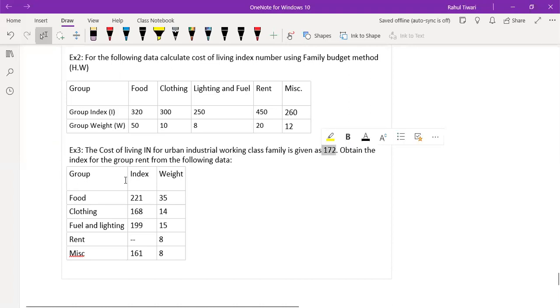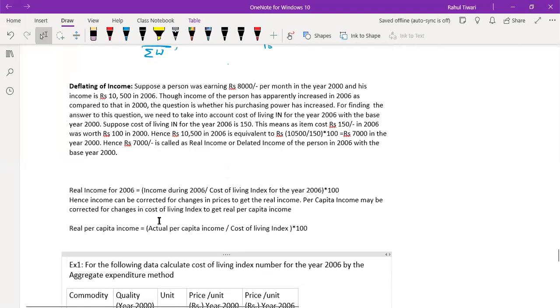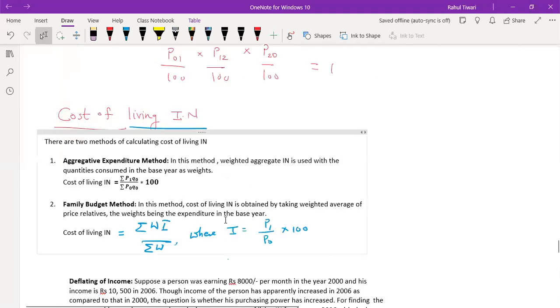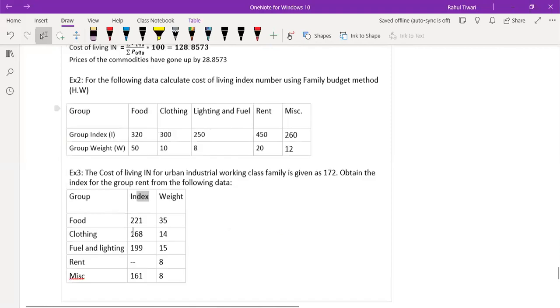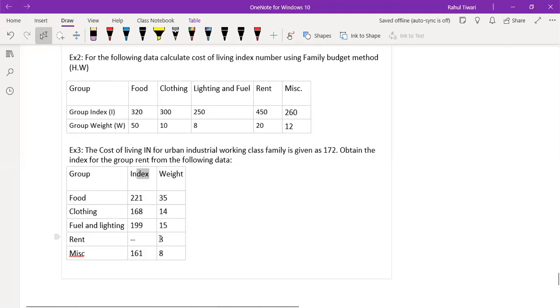But by default you can understand we have to use the family budget method only, because we have given weight, we have given index, remember? So weight and index is given, that means we need to use always the second method. So you can compare it, you can get these values of x. So that part also I'm skipping.